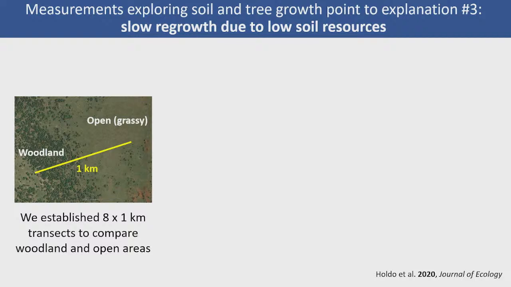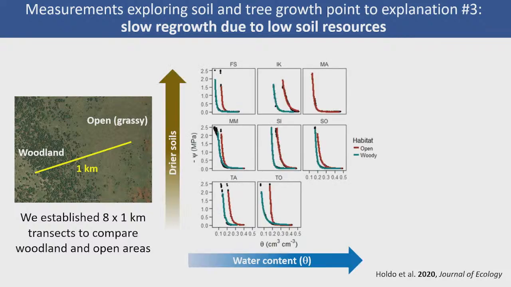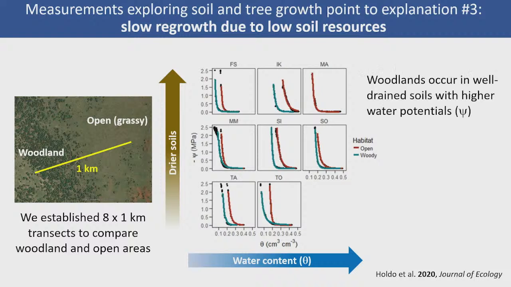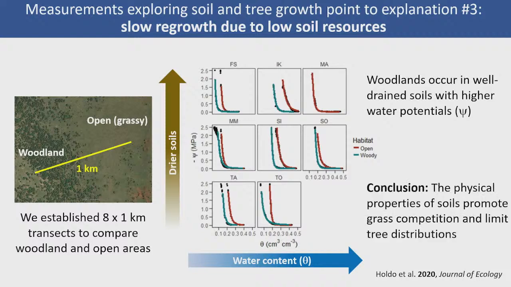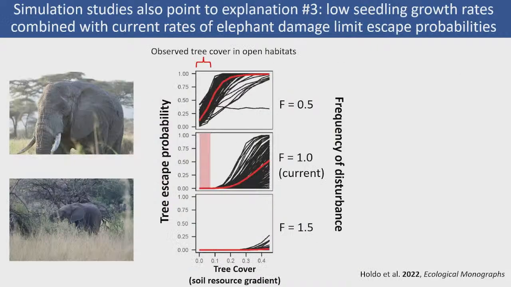So we have another study going on where we collected soils and looked at hydrology and resources across these woody to open gradients. And what we find is that there are areas of Serengeti where trees can literally not grow because of the physical constraints of the soils and the important effects of grass competition. So woodlands only occur in these well-drained soils with high water potentials, and grass competition is really limiting tree distributions.